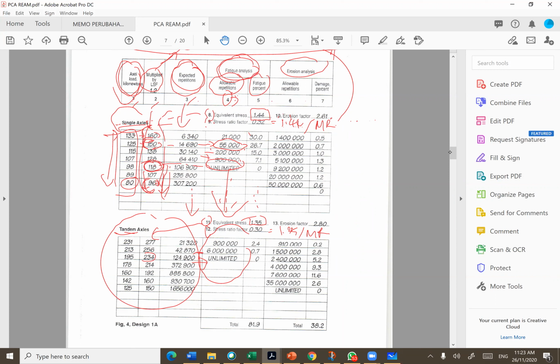The predicted or expected is the same meaning, right? Column number 3, 6340, divided with the predicted, divided with the allowable repetition. Divided with 21,000 times 100%. So you will get roughly about 30%. Okay, betul.